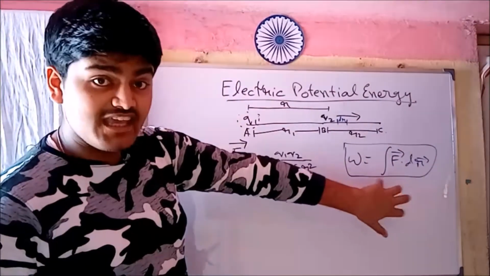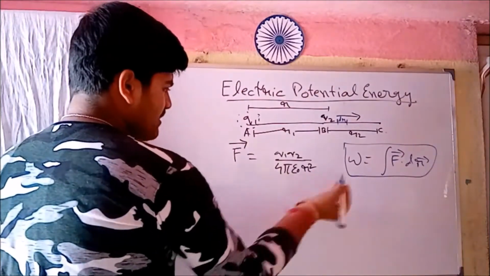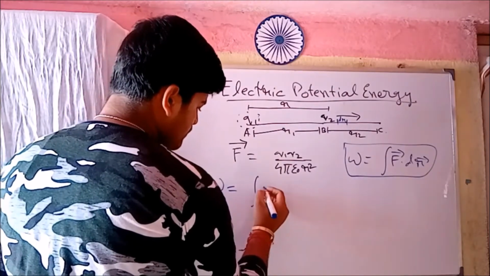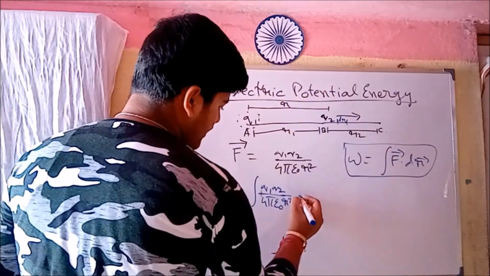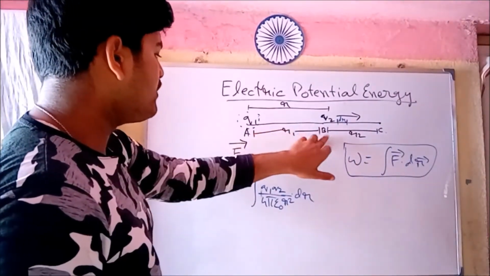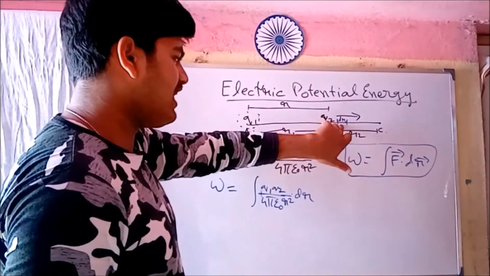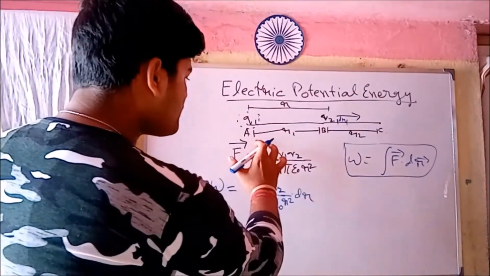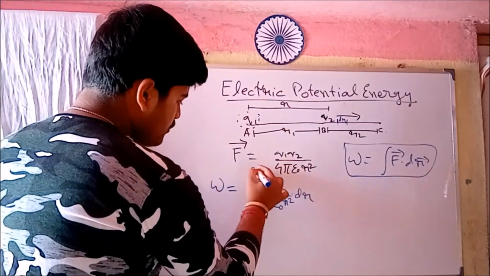If we apply the same property here, we have the force, and the displacement is dr. Let us substitute the value of F: W equals the integration of Q1 Q2 by 4 pi epsilon naught R square, dot dr. The body was shifted from a distance R1 to a distance R2, that is from B to C, so the limits of the integration will be R1 to R2.